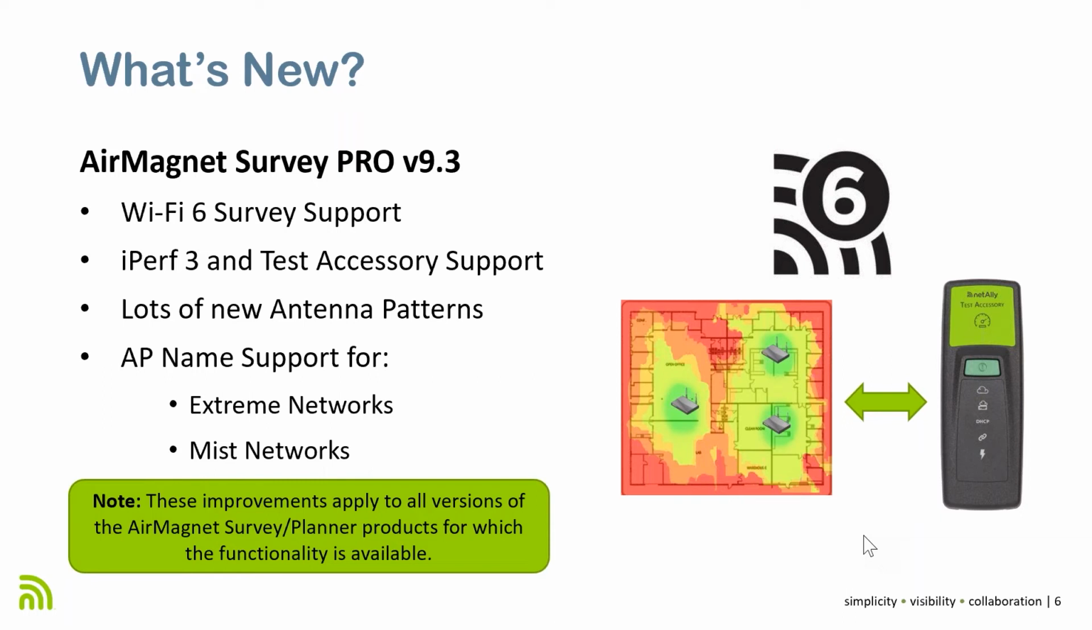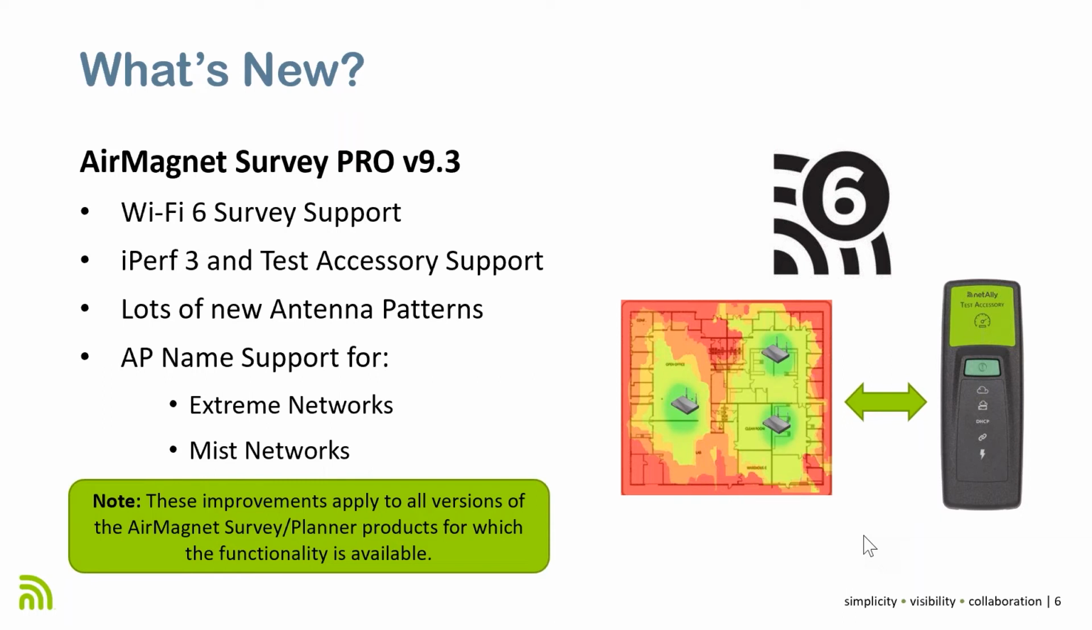We also added AP name support as transmitted on the beacons for Extreme Networks and Mist. So if you have an Extreme Networks or a Mist Systems network, then basically you'll be able to see the AP names if the APs are configured to transmit the names on the beacons. So we're adding support for more vendors, and it'll be easier to identify which AP is which.